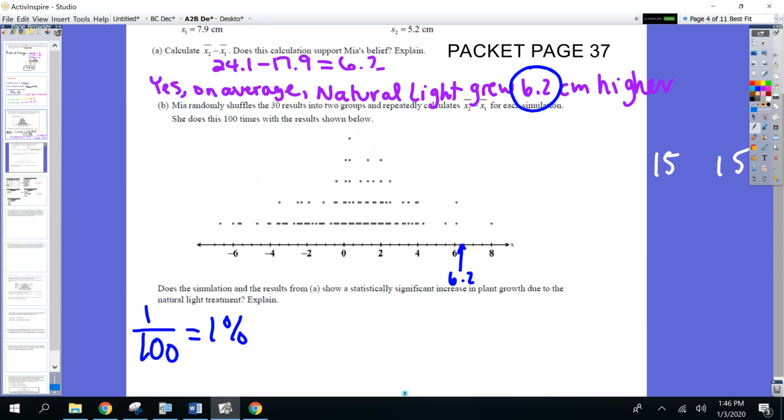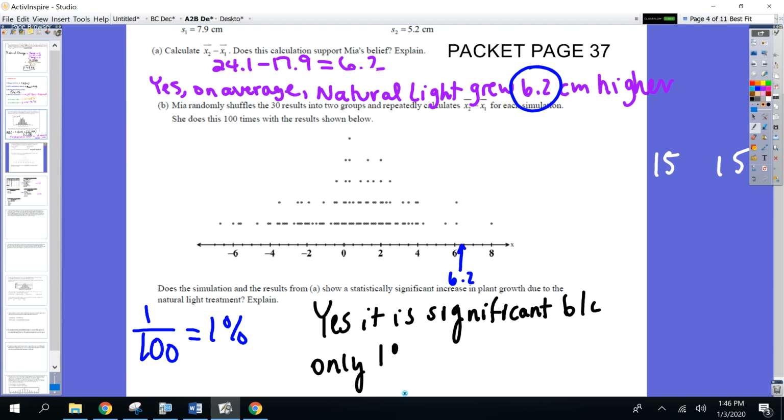Yes. And why it's not by random chance, we're saying it's because of the light. Yes, it is significant, because only 1% of heights, not scores in this case, heights, are above 6.2. And I'm going to be really flexible on your wording here. It doesn't have to match mine. I just want to make sure you understand if it's outside versus inside.